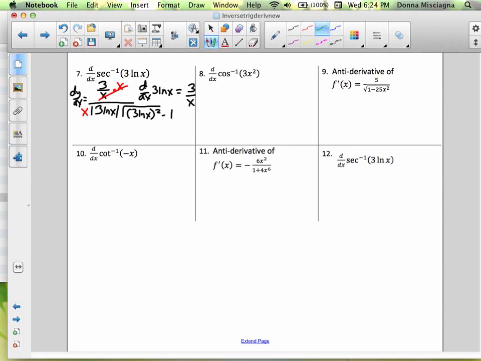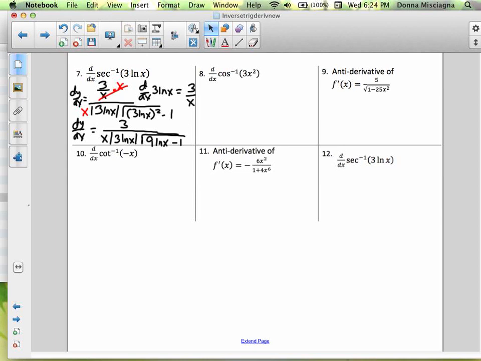So our final answer, because we'll square at the same time, is dy dx equals 3 divided by x, absolute value of 3 natural log of x, times the square root of 9 natural log of x squared minus 1. All right, you have a product there, you just square the terms. All right, so now let's look at the second one.